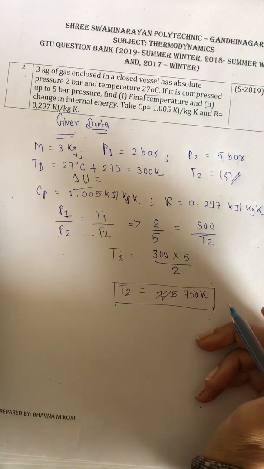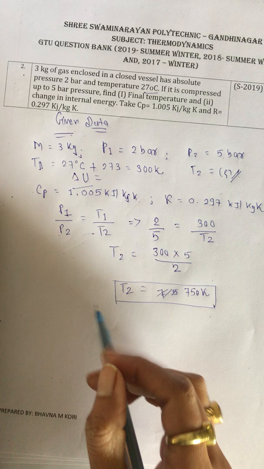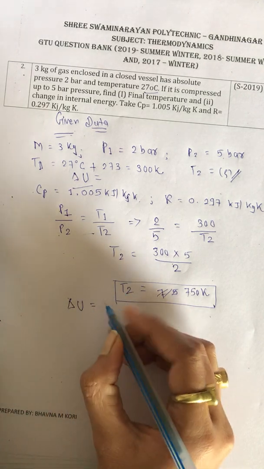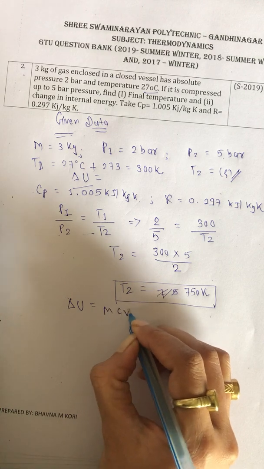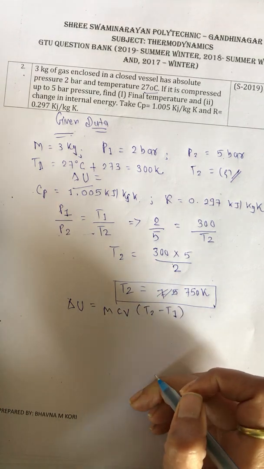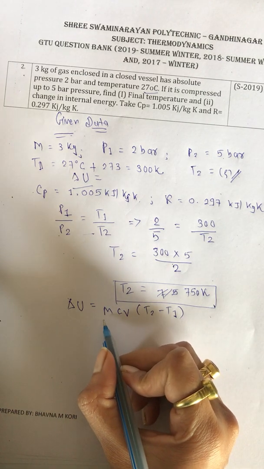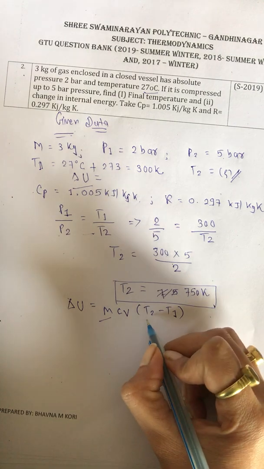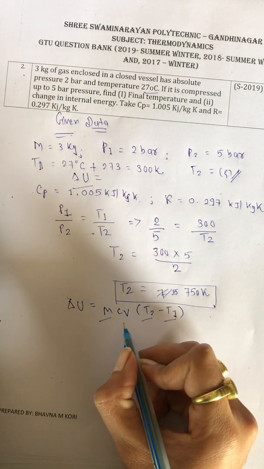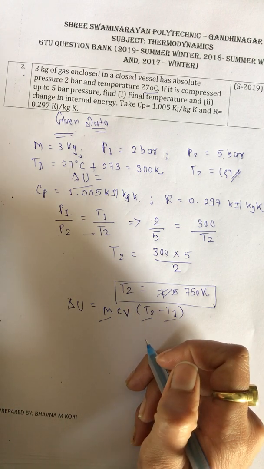Then what we have to find? We have to find the change in internal energy. So what is the equation to find the change in internal energy? That is delta U is equal to m Cv (T2 minus T1). Now check which values we have. We have the value of mass, T2, and T1, but we don't have the value of Cv. So for that you have to find the value of Cv.